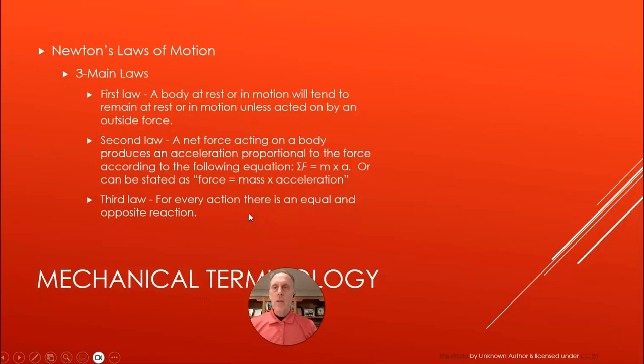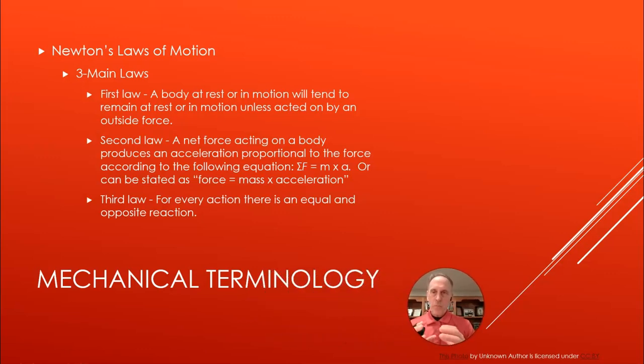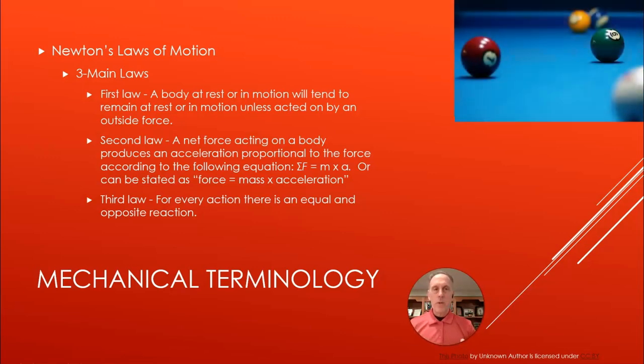So Newton's laws of motion, and we'll talk a bunch about this as we go through this chapter. First law, a body at rest or in motion will tend to remain at rest or in motion unless acted upon by an outside force. That's law number 1. Second law, a net force acting upon a body produces an acceleration proportional to the force according to the following equation, which is force equals mass times acceleration. This is sigma, if you will, sigma force.